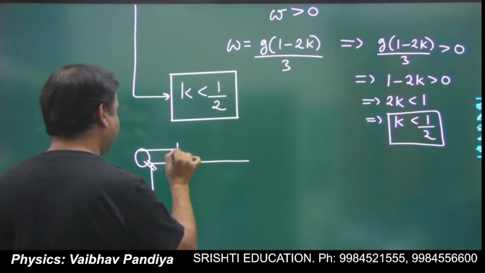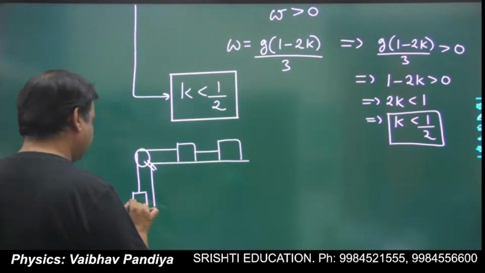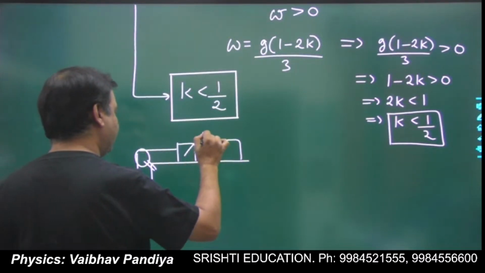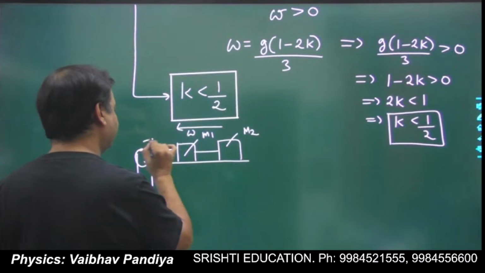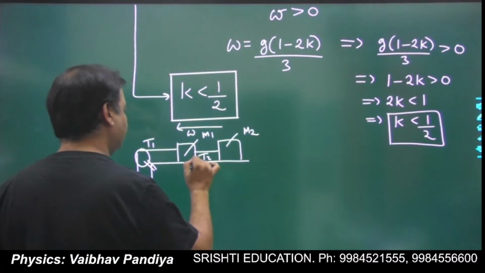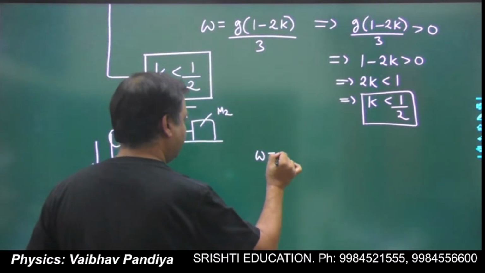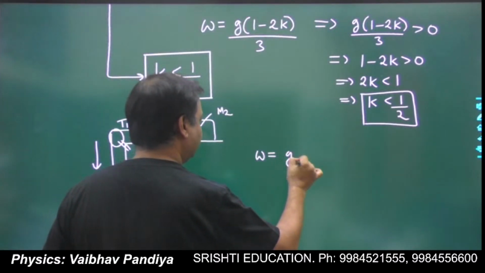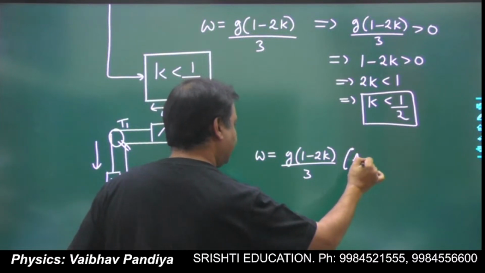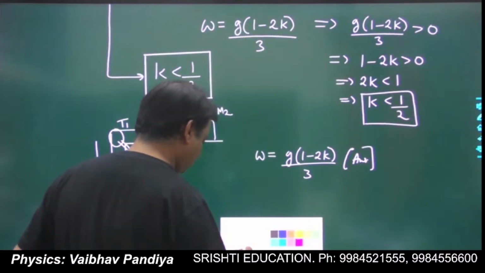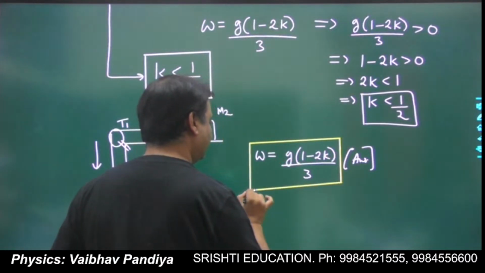Now you can find everything, correct? So this is your m0, this is your m1, this is your m2, and this is your w, this is your t1, and this is your t2. So in this case, the acceleration will come to be how much? g(1 - 2k)/3. This is your a or w, first answer. This is the case when k has a value less than half, when the motion is happening.